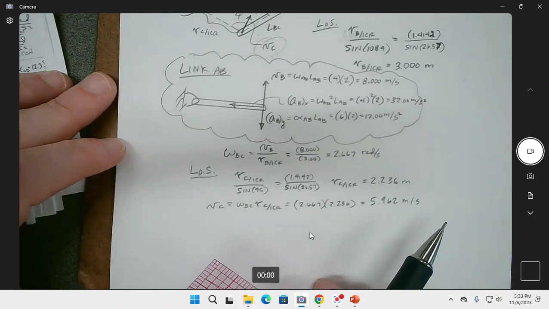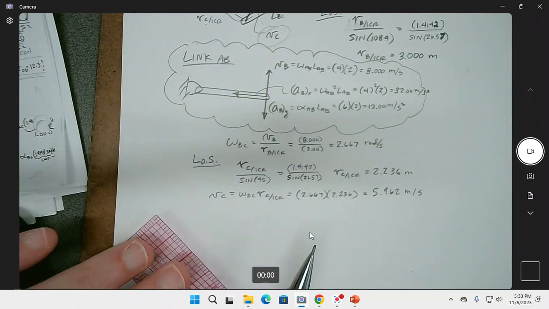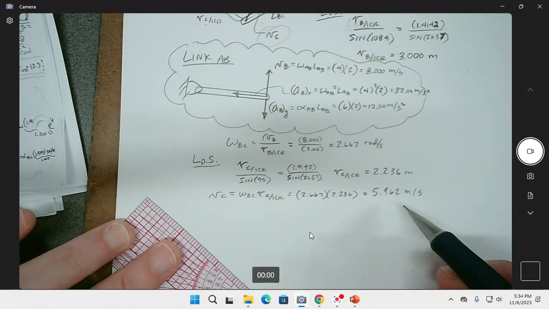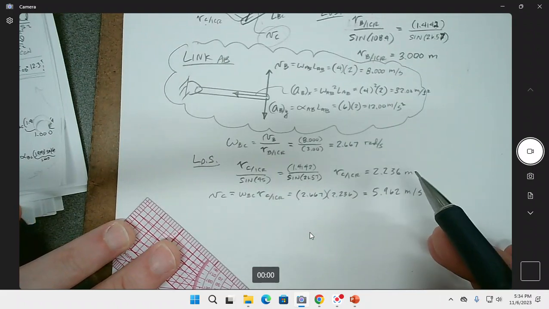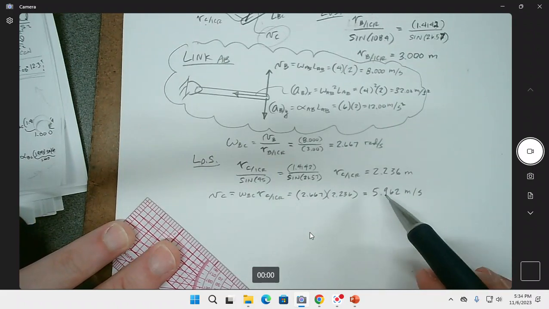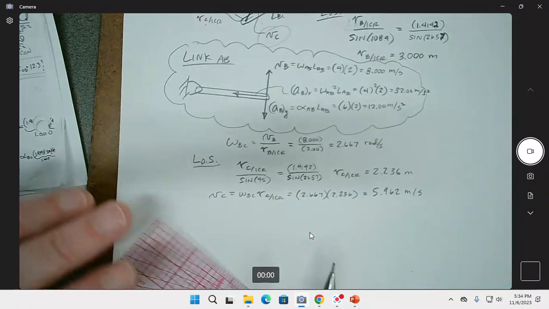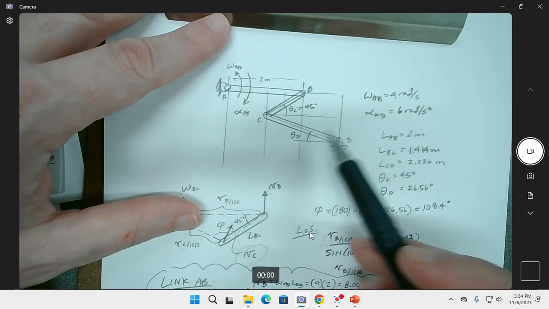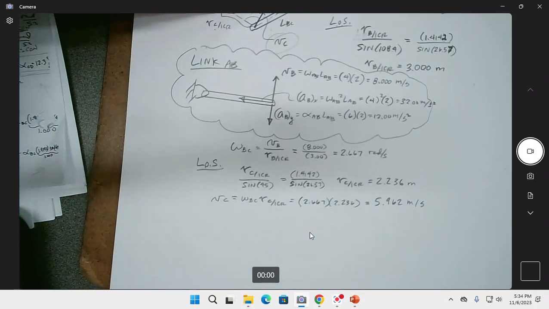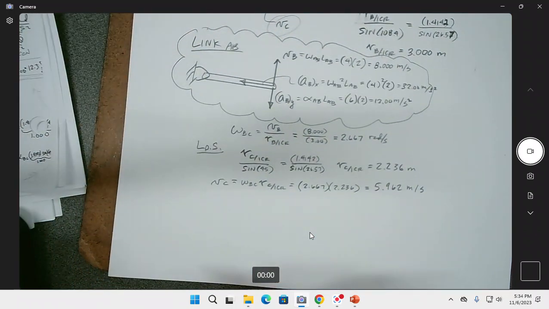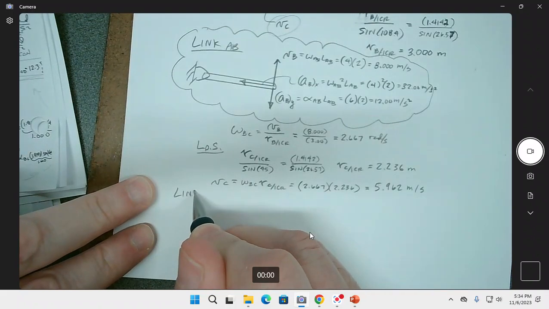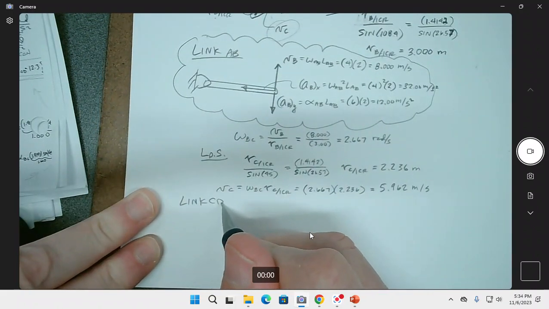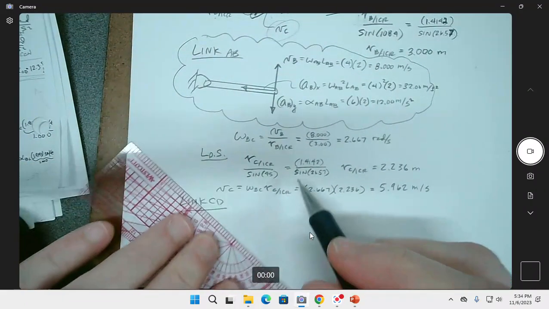While we're thinking about it, we could bypass, and probably if we're going to be asked about a 4-bar when it comes to velocity analysis, what our goal really is, is to find out what the angular velocity of this thing is. So we could go ahead and find that out right now, pretending like that was our goal. So length CD.